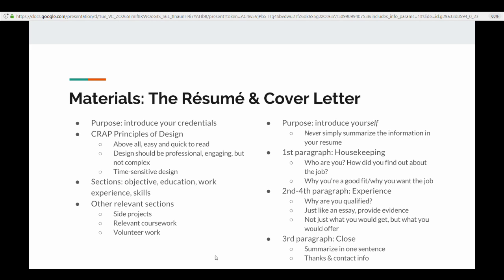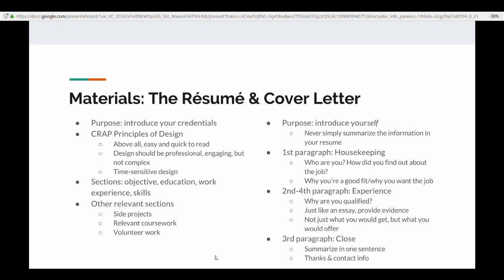So always, always, always, overwhelmingly, you are going to have to write a resume and a cover letter to apply for a job. So on the left side, I've got resume characteristics. On the right side, I've got cover letter characteristics. The purpose of a resume is simply to introduce your credentials, whereas the purpose of the cover letter is to introduce yourself. The cover letter never, never, never simply summarizes the information in your resume. It's going to tell the hiring manager why you're applying for the job, why you think you're a good fit for it, and it may fill in gaps left by your resume.